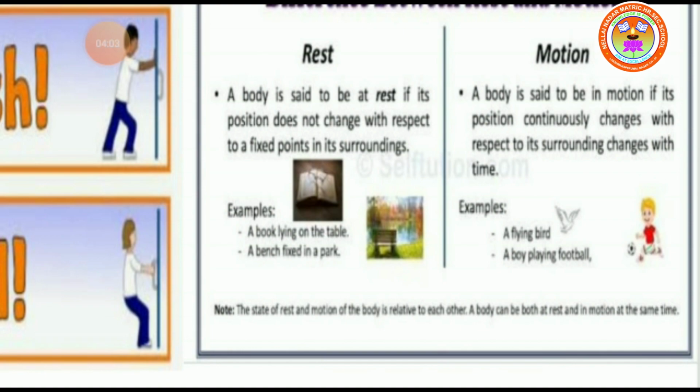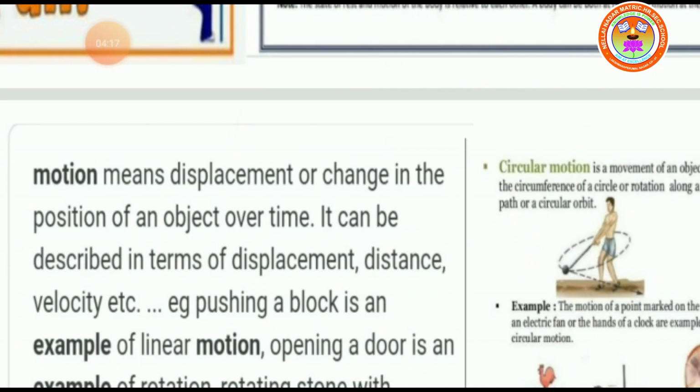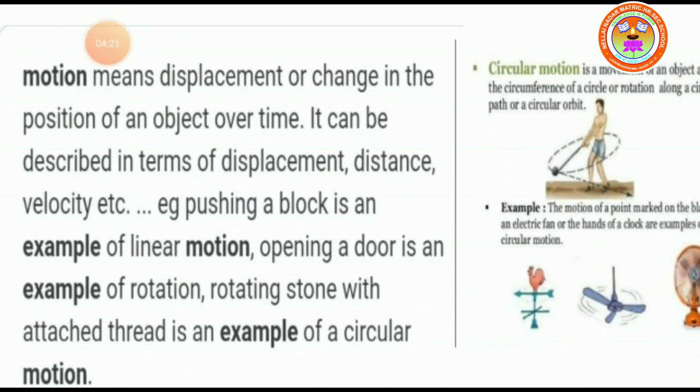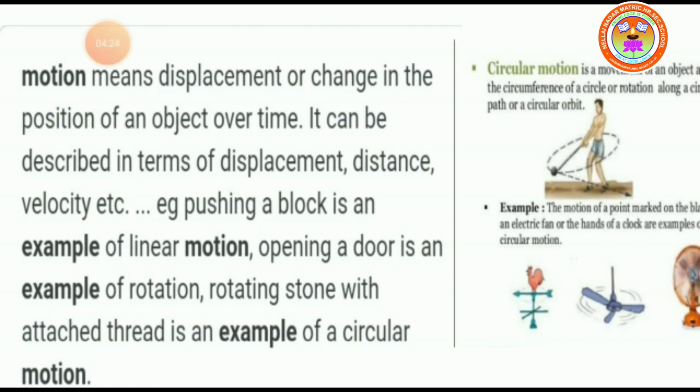Motion: a body is said to be in motion if its position continuously changes with respect to its surroundings with time. Examples: a flying bird, a boy playing football. Meaning of motion: motion means displacement. What is the meaning of displacement? The shortest distance is known as displacement. Motion is the change in the position of an object over time. It can be described in terms of displacement, distance, and velocity.